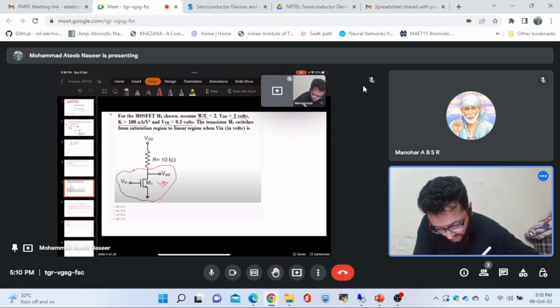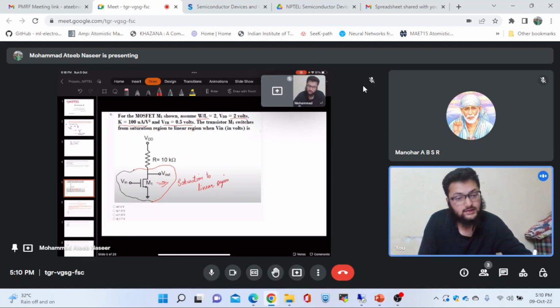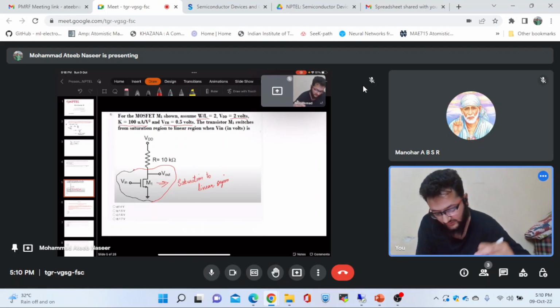We have been told that this transistor M1 switches from saturation to linear region. So since it switches from saturation to linear region, it will be a good assumption to consider it in the saturation region itself first.